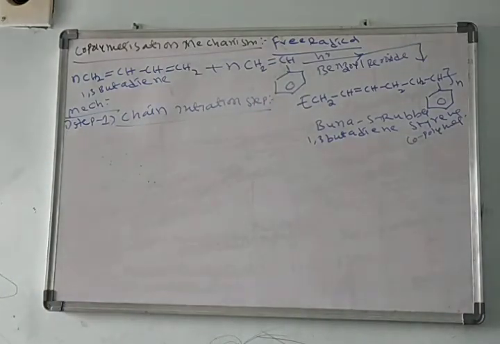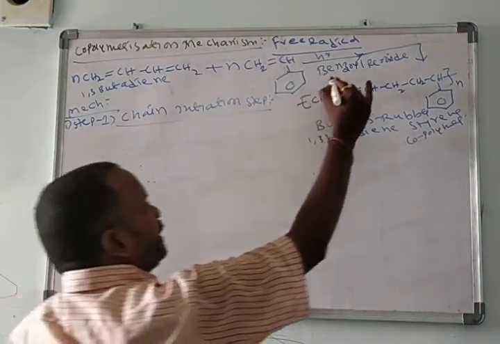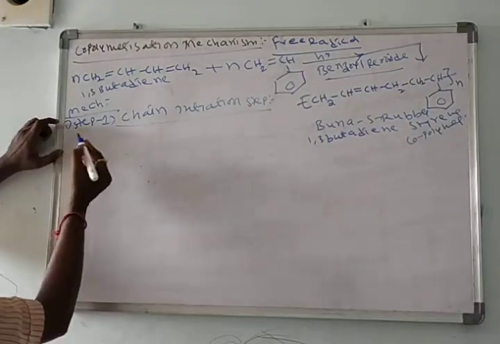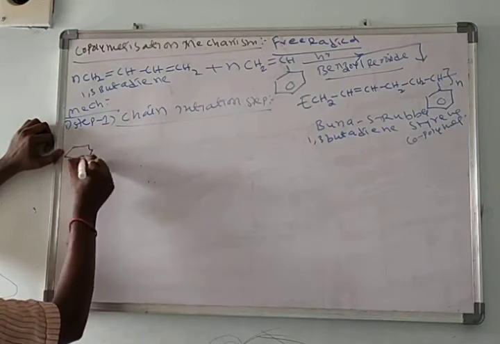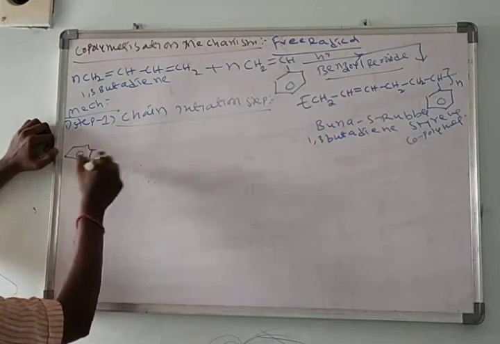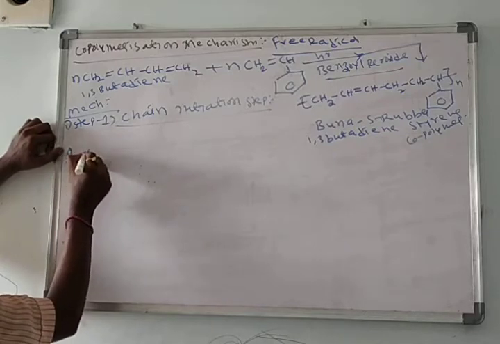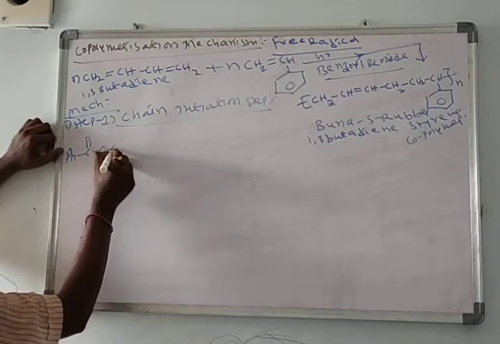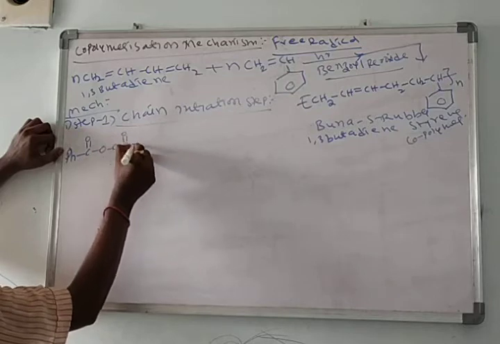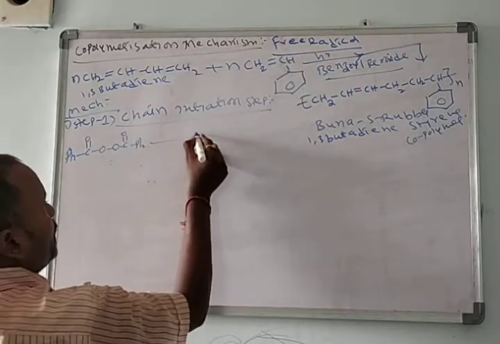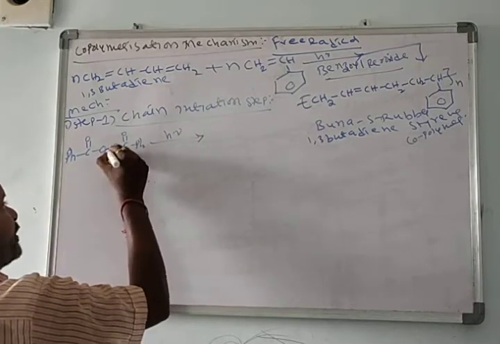What happens in the chain initiation step? Benzoyl peroxide undergoes homolytic fission. Here I am writing benzoyl peroxide; instead of this group, I am writing Ph, C double bond O, C double bond O, Ph. This is the benzoyl peroxide, and it undergoes homolytic fission.